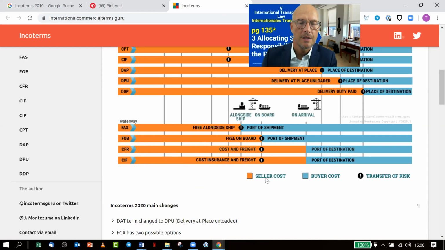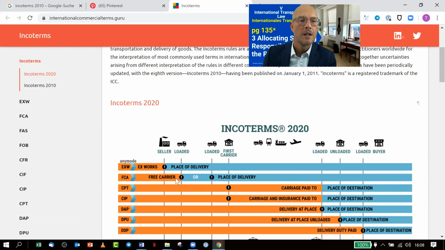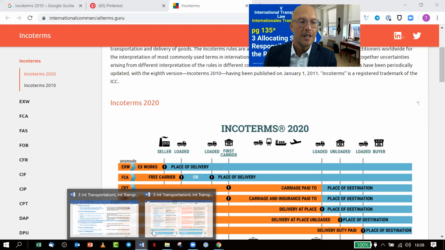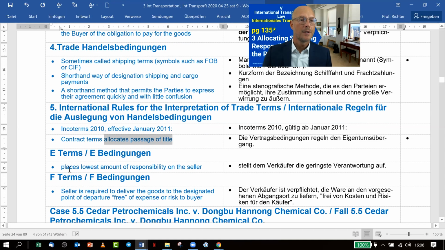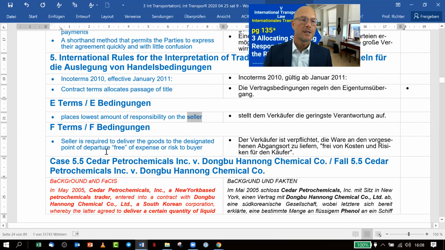And you can see who's responsible. The question is always who is paying for this, who has the risk, and when is there a transfer of risk. Can you see this point? If the risk is passed, then the buyer has to pay, right? The buyer has to pay even if he didn't get the goods. Okay. So we have different terms here, and for example, the E terms place the lowest amount of responsibility on the seller. With the F terms, for example, the seller is required to deliver the goods to the designated point of departure, free of expenses or risk to the buyer, right?